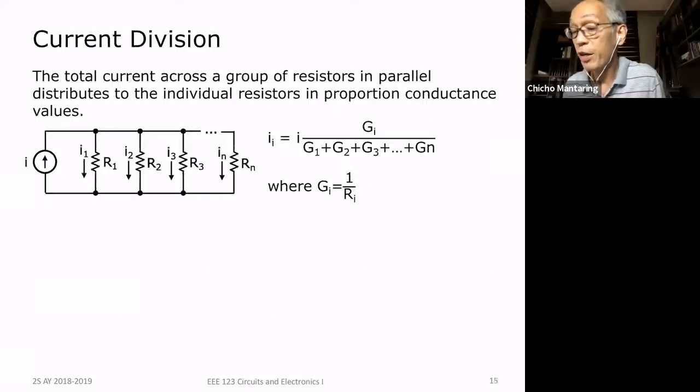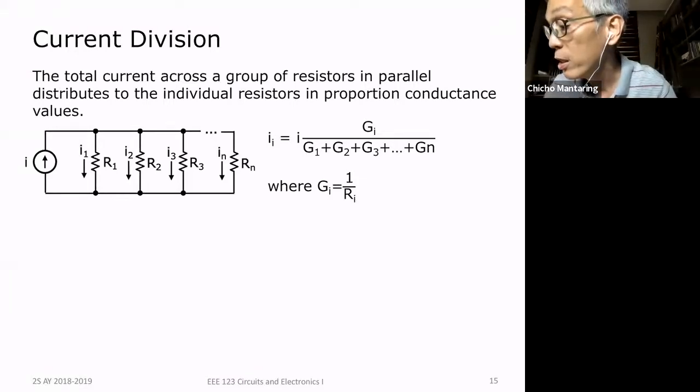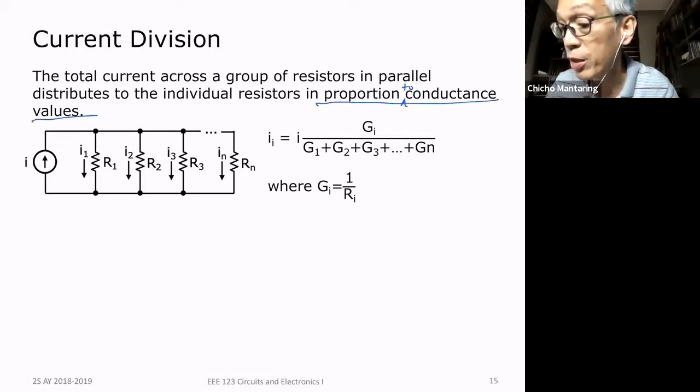Okay, current division. So kung may voltage division, meron din current division. The total current across a group of resistors in parallel distributes to the individual resistors in proportion to conductance values. Dapat in proportion to conductance values.